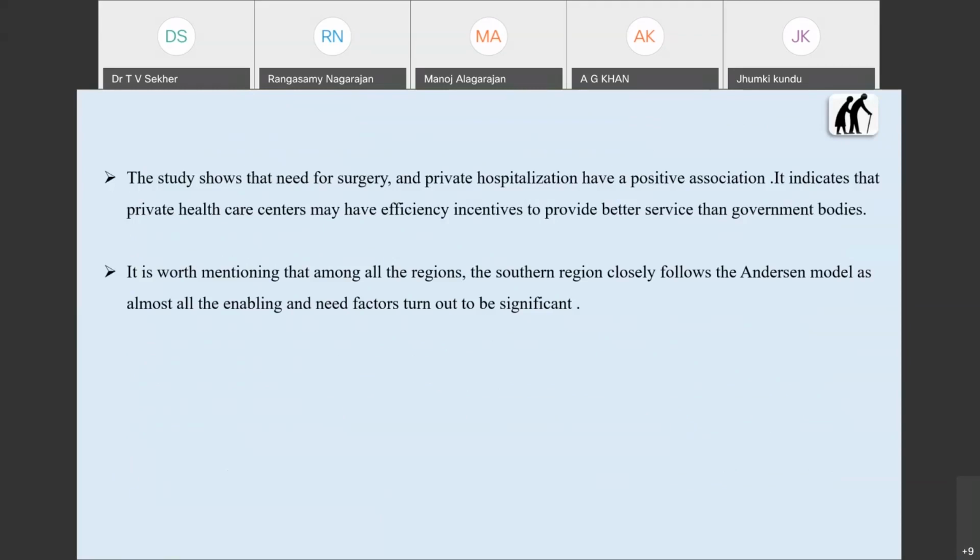It is worth mentioning that among all the regions, the southern region closely follows the Anderson health behavior model, among all the enabling and need factors, which turn out to be significant.